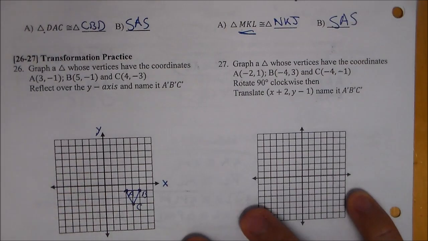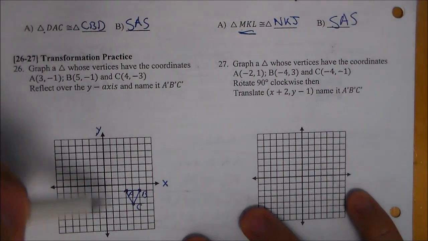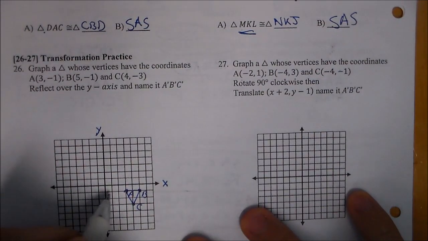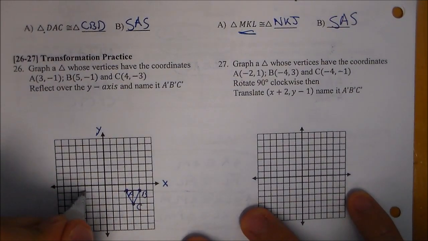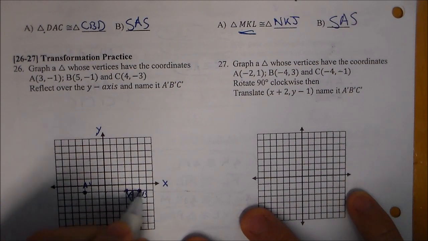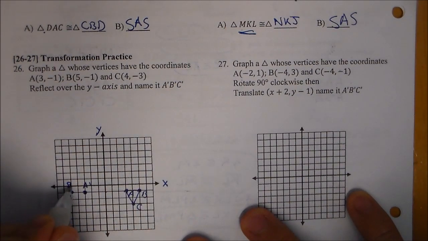Whenever we reflect, it's going to be the same distance away from the line of symmetry that it was when it started. So A is 3 units away, so it's going to reflect to 3 units. B is 5 units, 5 units over. And C is 4 units, which puts us right there.